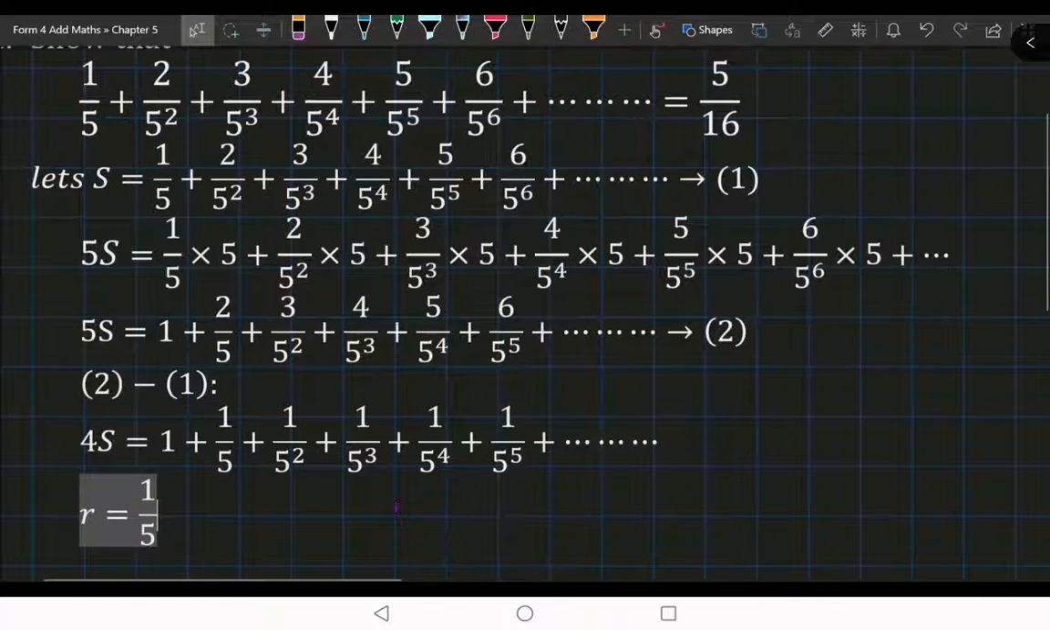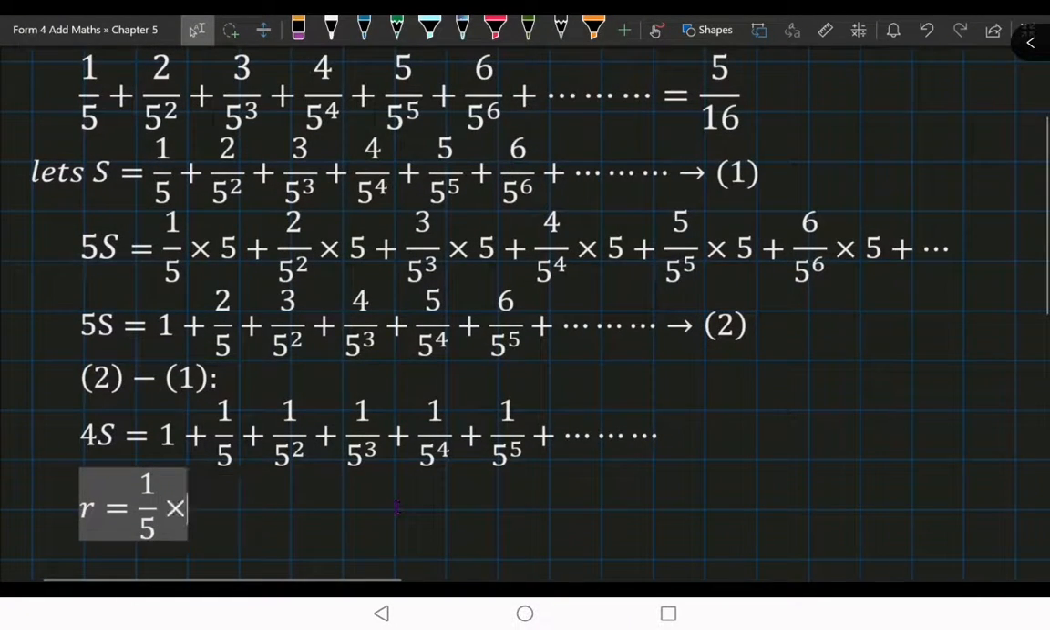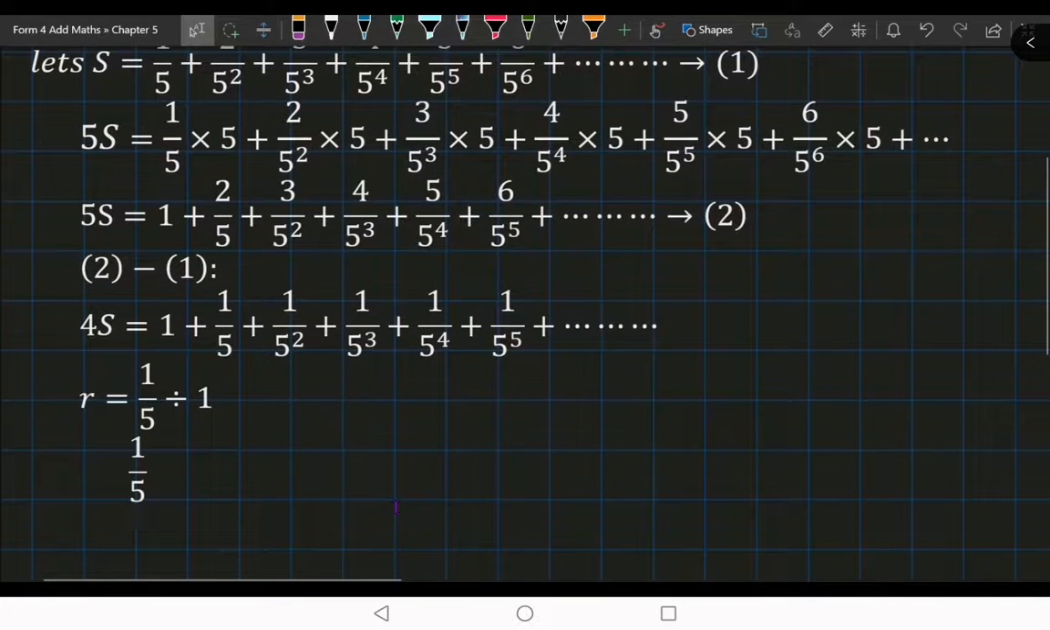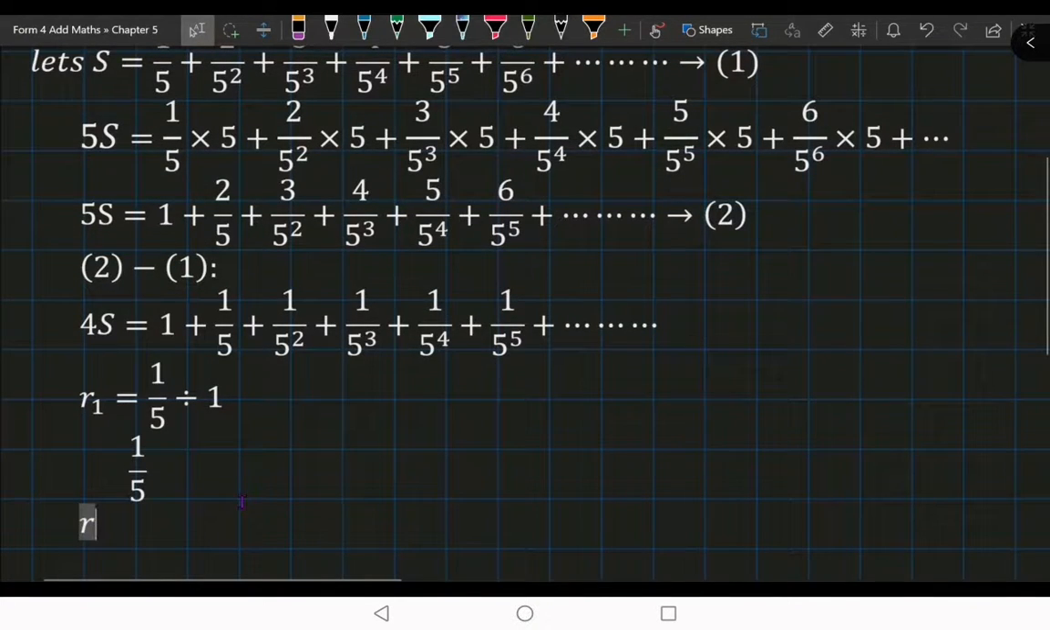The ratio is the second term divided by the first term. We get the answer as 1 over 5. This is the first ratio. Now we are going to calculate the second ratio.